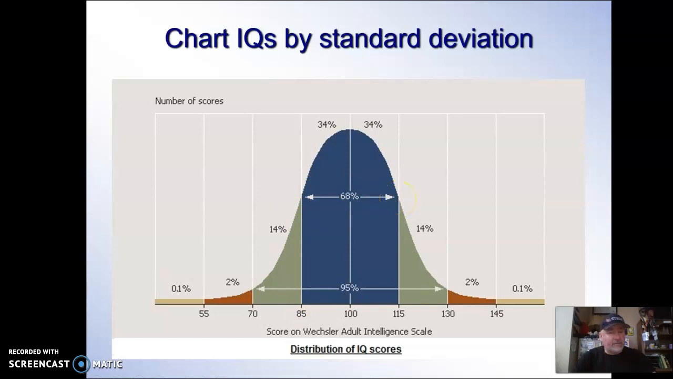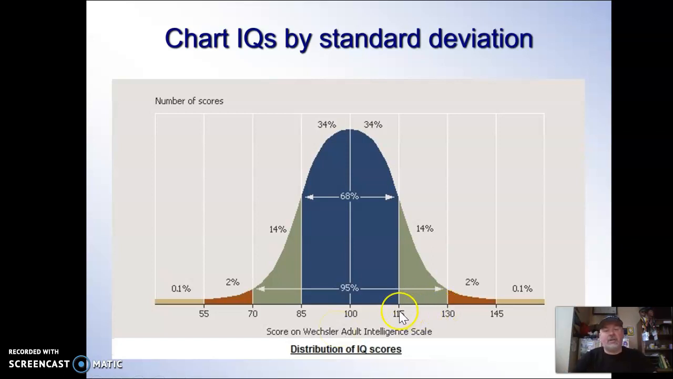Now remember, going back, standard deviation is the average distance between each point and the mean. But in a normal curve, in a bell curve, it's always going to be the same. So pretty much every test that you take is going to be on this right here. So let's take a look at this.